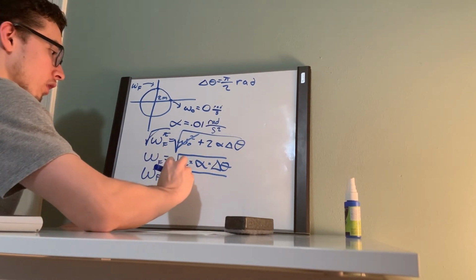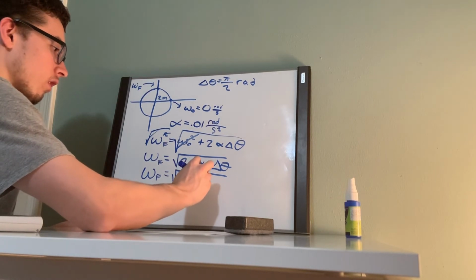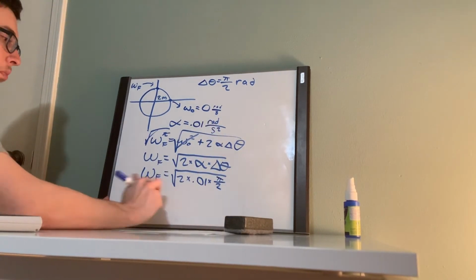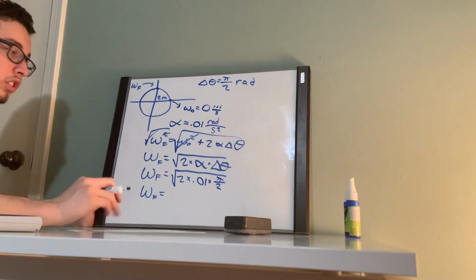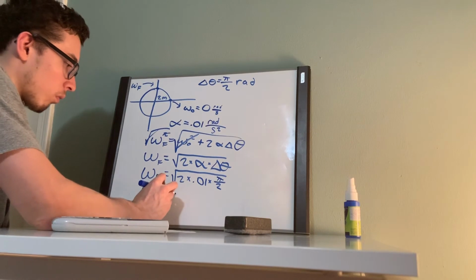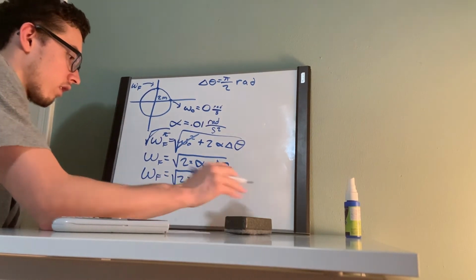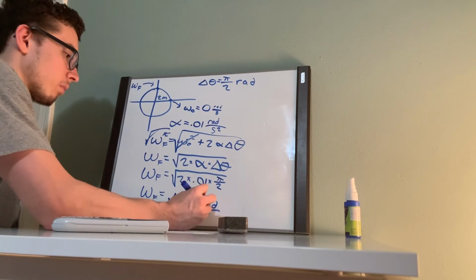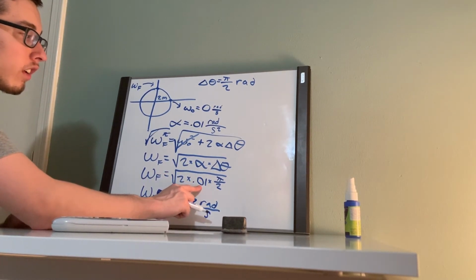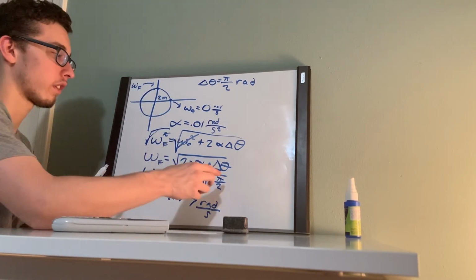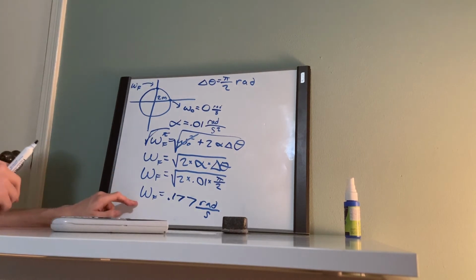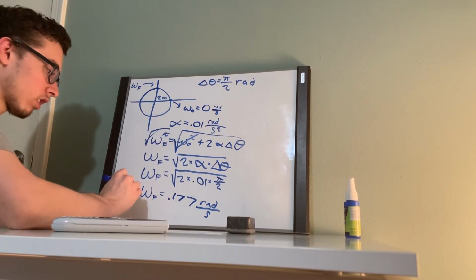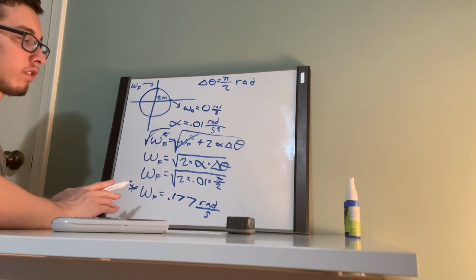Now you plug all those values in. Square root of 2 times acceleration, 0.01, times delta theta, pi over 2 radians. Plug that in, and you should get a value of 0.177 radians per second, because our units were radians per second squared and then just radians, and the square root canceled out the squares of those units. So we have this as our final, but we need it in terms of linear speed.